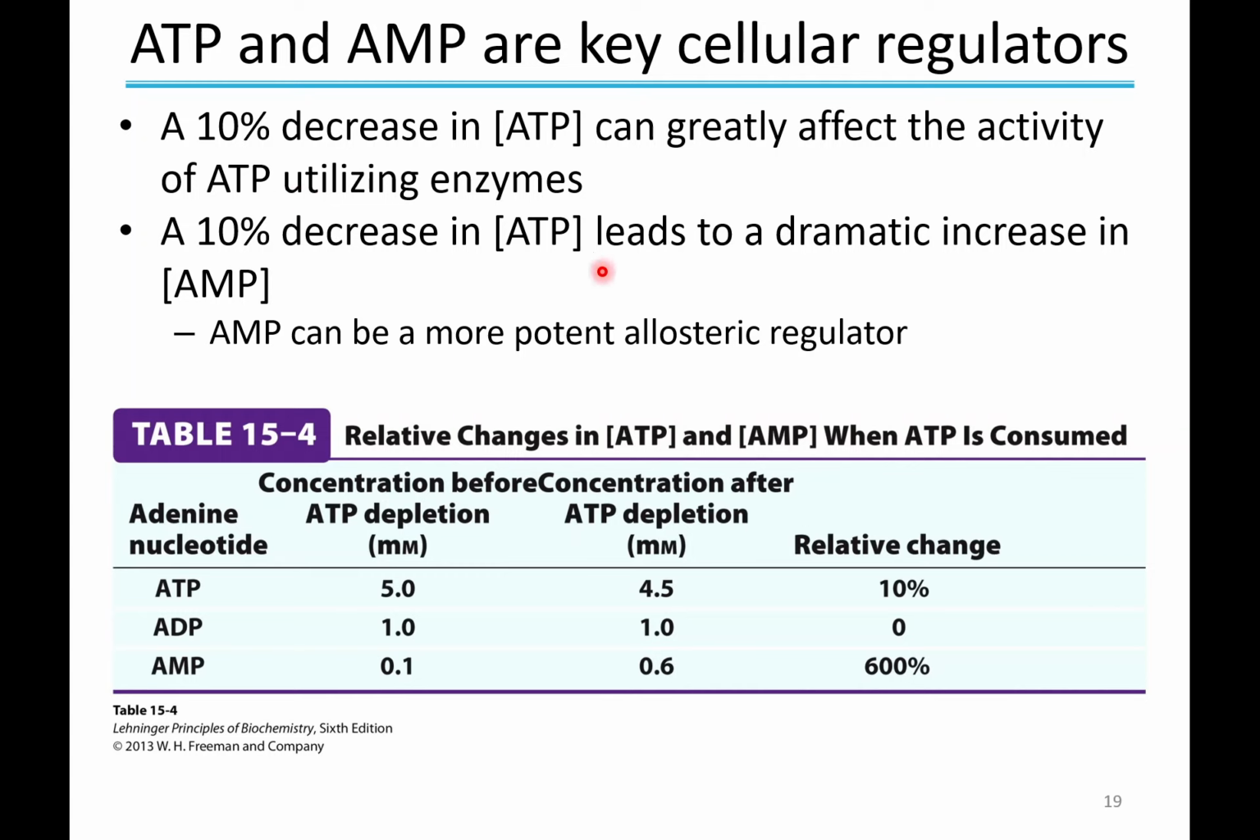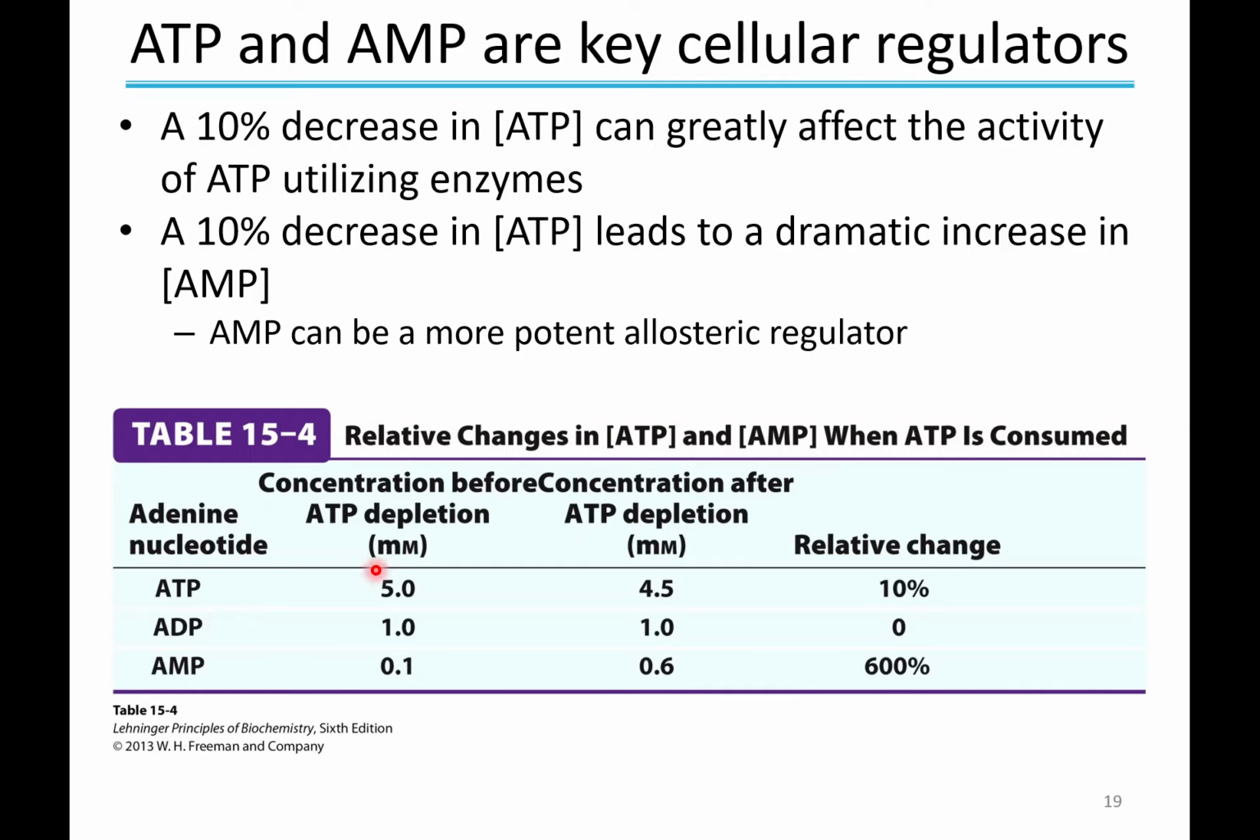A 10% decrease in ATP leads to a dramatic increase in AMP. And that's why sometimes you'll see AMP is actually the metabolite that is an allosteric regulator. And here's an example of some concentrations of these nucleotides before and after an ATP depletion event in a cell.